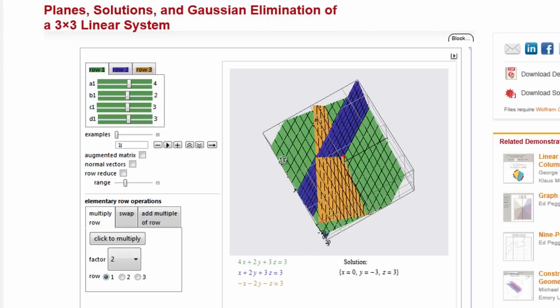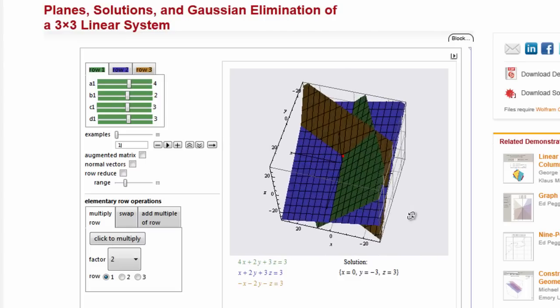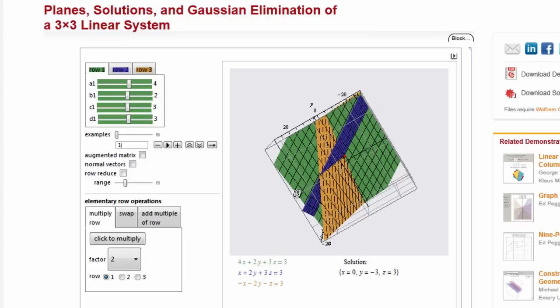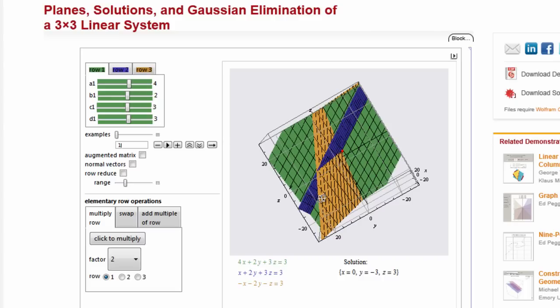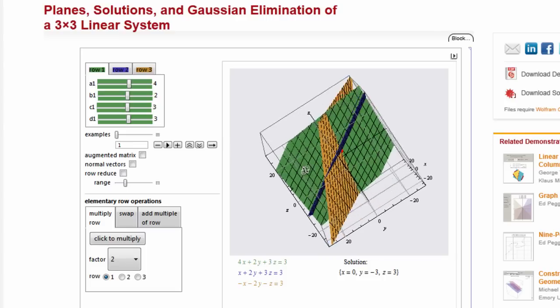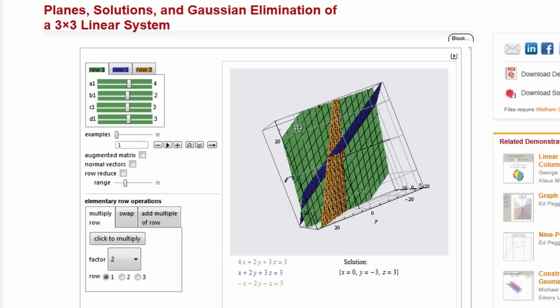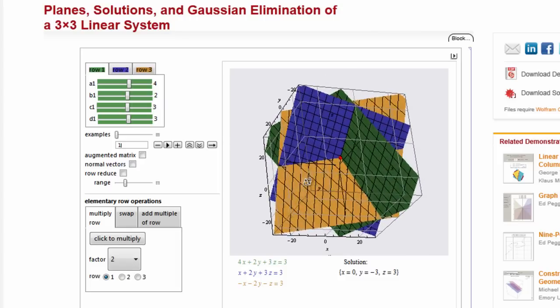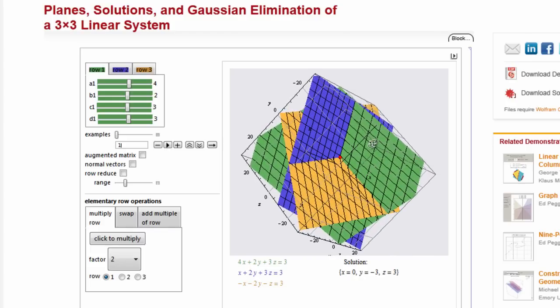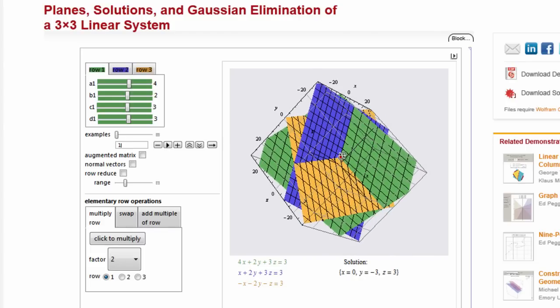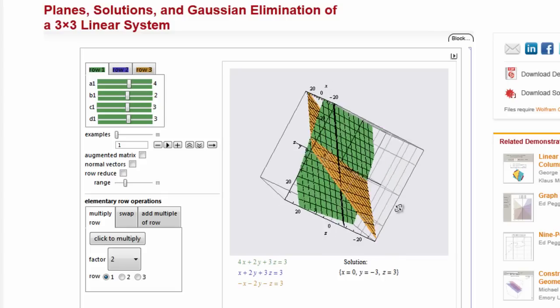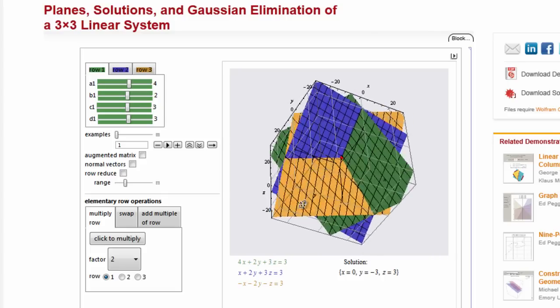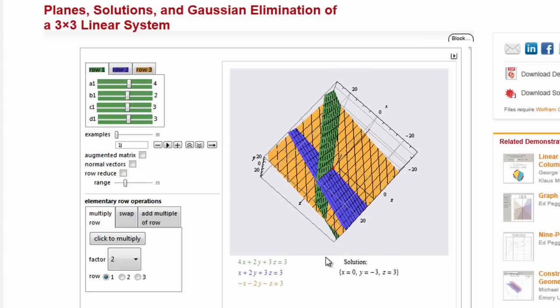Each equation develops basically an infinitely large sheet of paper. And you can see in this example, one equation is represented by this blue sheet of paper, one equation is represented by this yellow sheet of paper, and one equation is represented by this green sheet of paper. And just like in a system of two equations and two unknowns, you have a single point of intersection, and that single point of intersection is called the solution. But the thing with 3 by 3 systems is that there are a lot more ways that you can end up with infinite solutions.